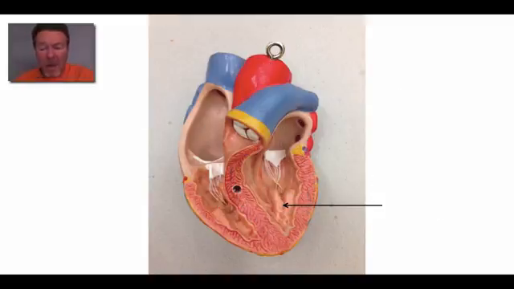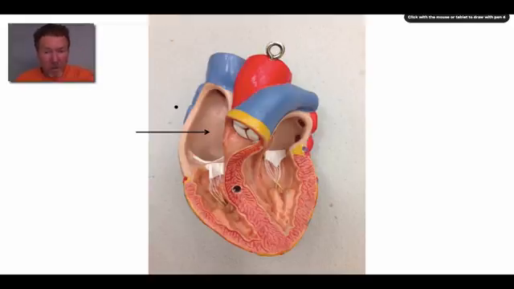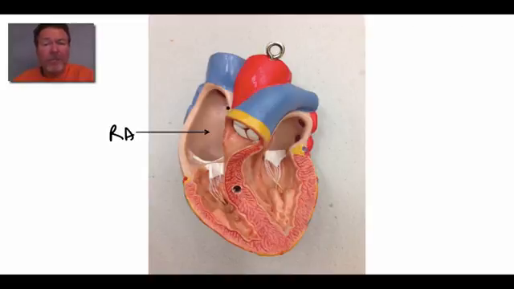Okay. The next one was, what is this chamber and where does it go? Where does the blood come from? Where does it go? This is the right atrium, and the blood is coming from the body, and it's going to go down into the right ventricle. Okay, and it's going to be low in oxygen, all right, and it's going to be high in carbon dioxide.